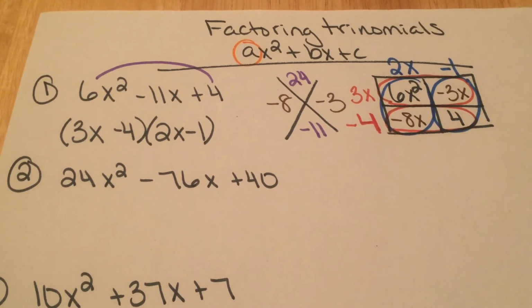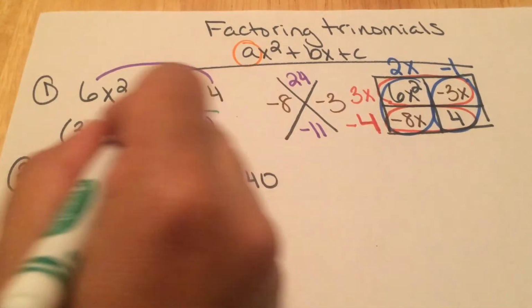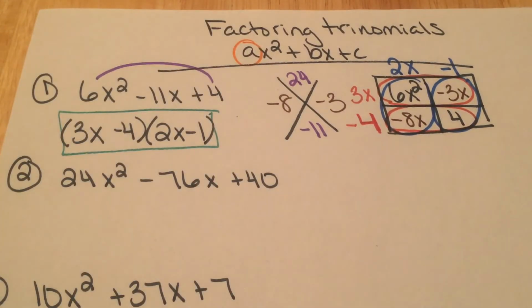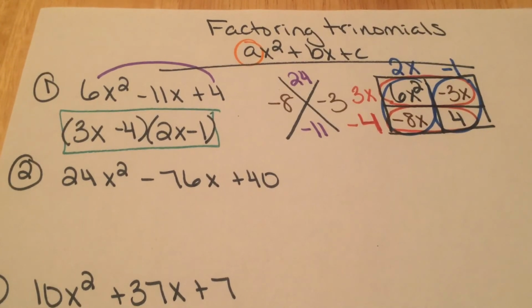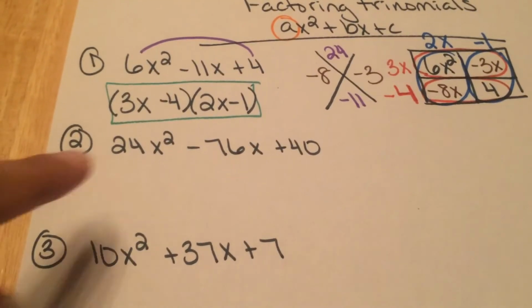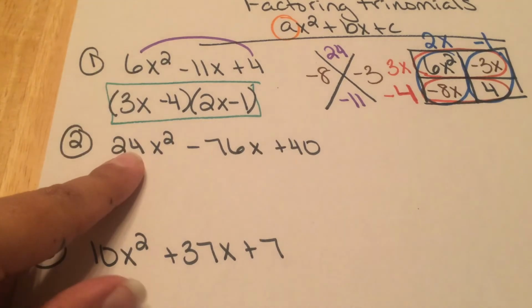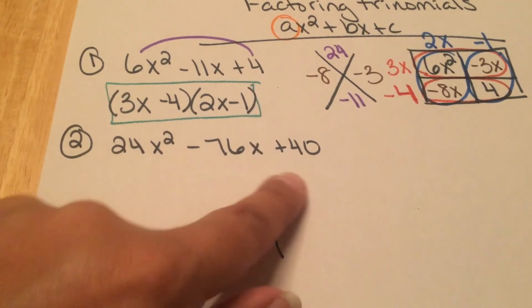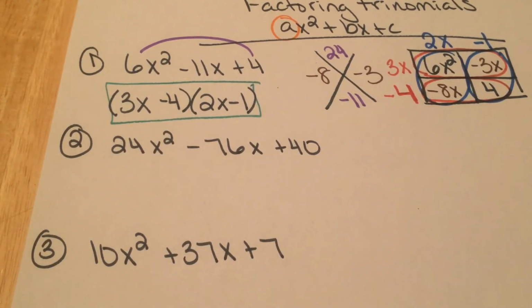All right. Let's look at, and this is our answer. Okay, now let's look at our next one, number 2. First thing we want to do is check to see if we have a GCF. 24x squared minus 76x plus 40. Uh-oh, guess what? We do have a GCF here.